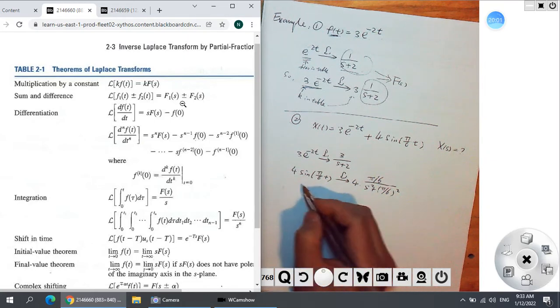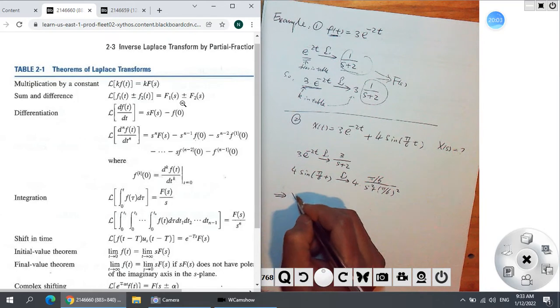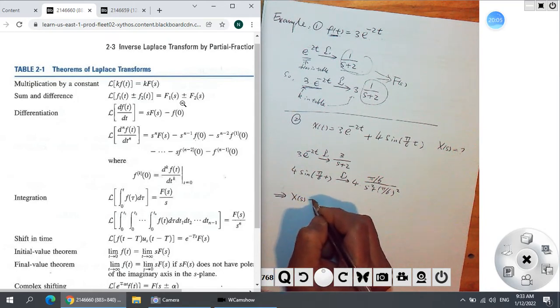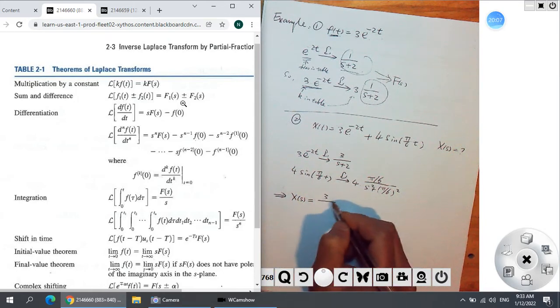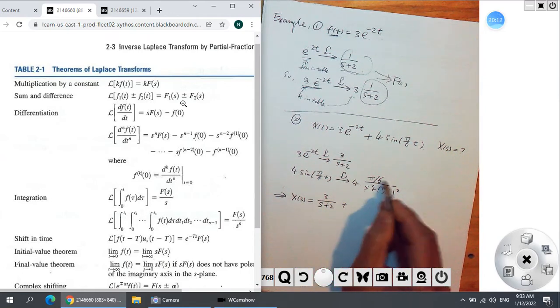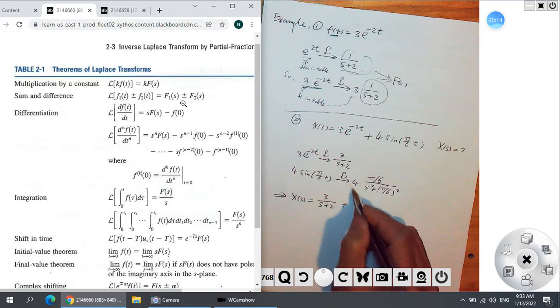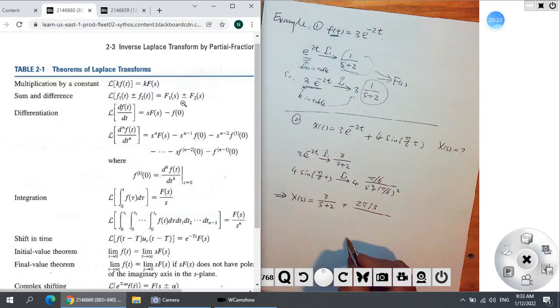So now we have capital X of s equal to, the first term, 3 over s plus 2, and the second term is 4 times it. That will be 4 times pi over 6, which is 2 pi over 3, over s squared plus pi over 6 squared. Alright, so we get this.